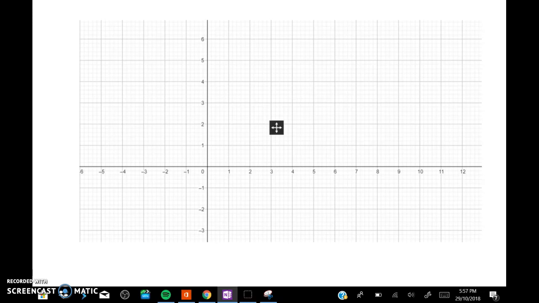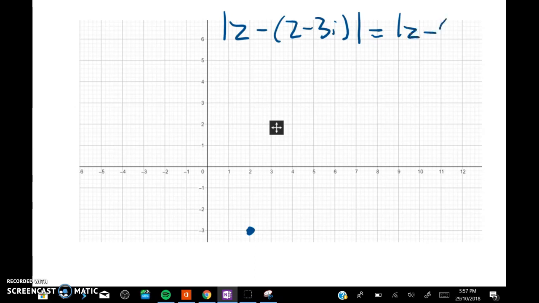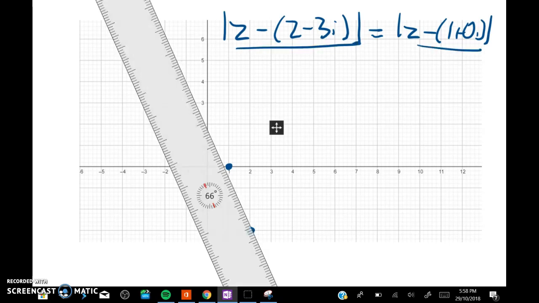Okay, so what we've got is the distance between those 2 points. So we've got z minus 2 minus 3i. Right, so we can plot that here. Here's 2 minus 3i. And we've got z take away 1 plus 0i. So that's sitting here, right? What we want to do now is find all of the points for which those two distances are the same.